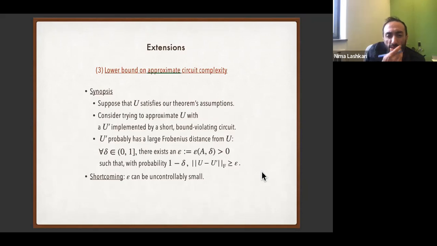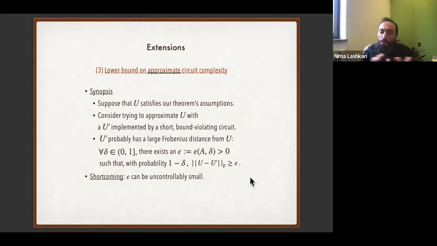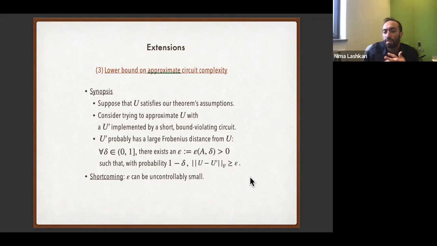There exists an epsilon of A and epsilon. So the conclusion is that they are probably far apart, right? Yes. That's what the conclusion is. So that's what we expect from physics. I see. Thank you. Sure.